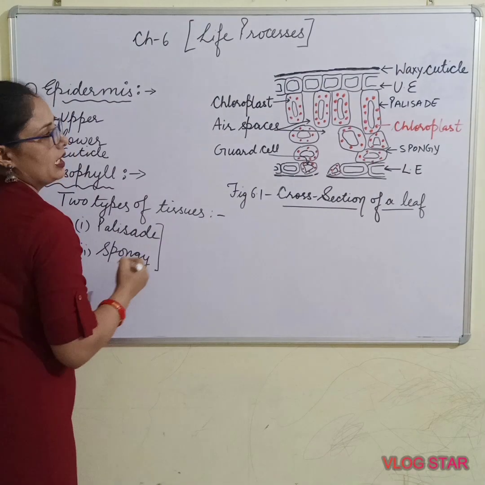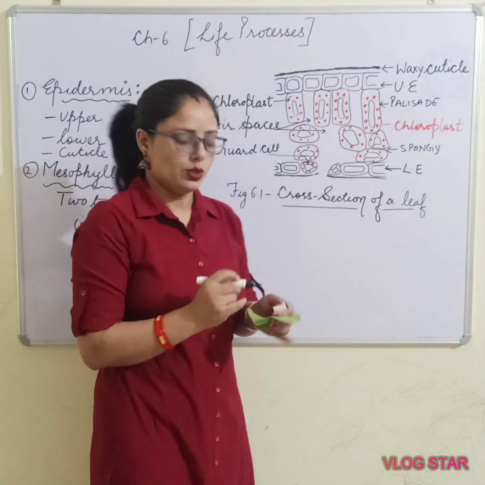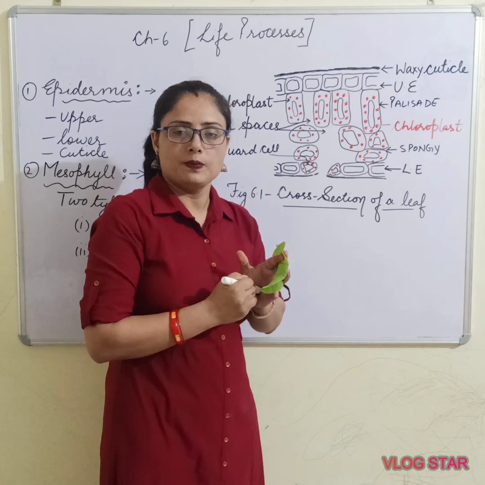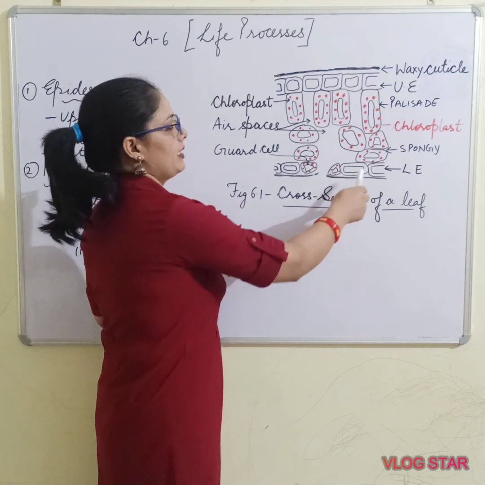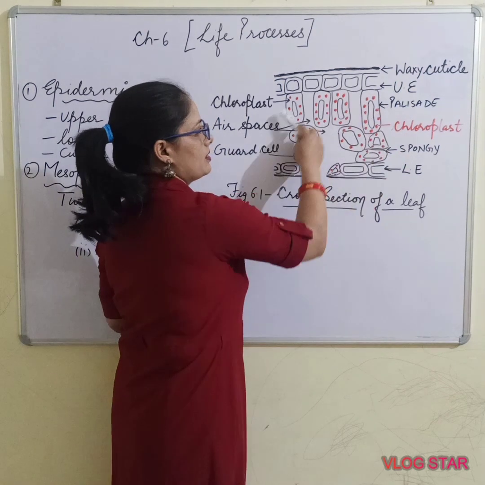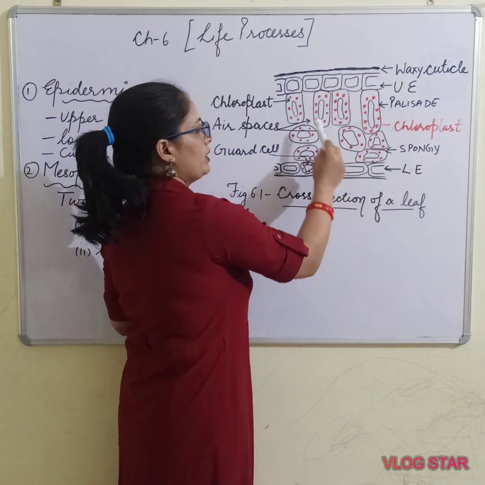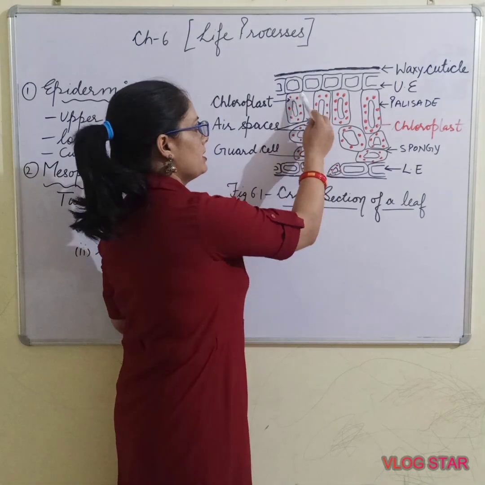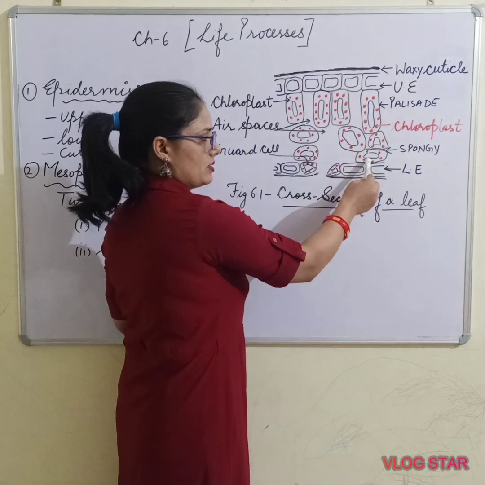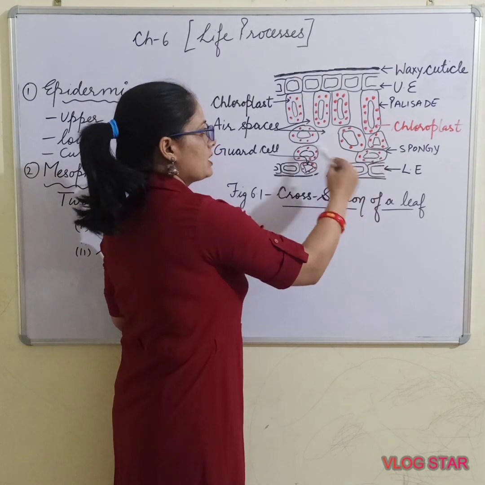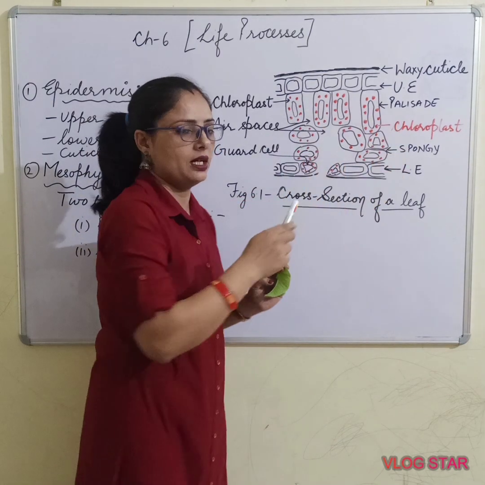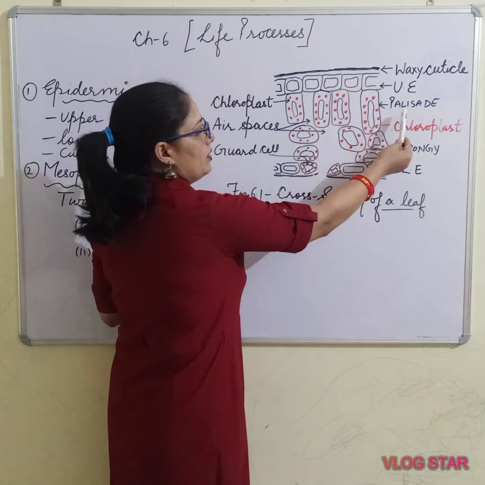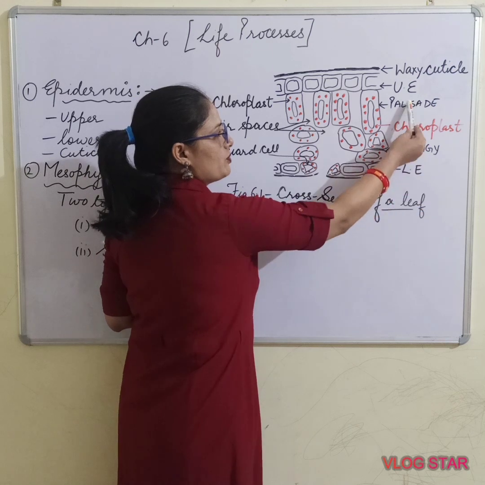Both of these are parenchymatous in nature. So what do you mean by parenchymatous? All the parenchymatous cells present in this area have chlorophyll. You can see I have marked the chlorophyll with the red dots. All these red dots represent chloroplasts. So which kind of parenchyma are they? Chlorenchyma. Okay.